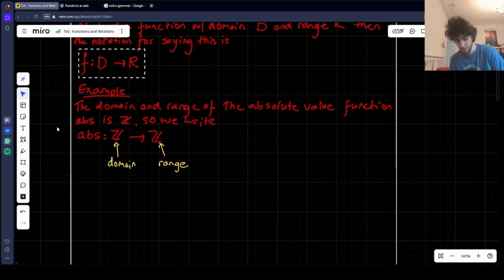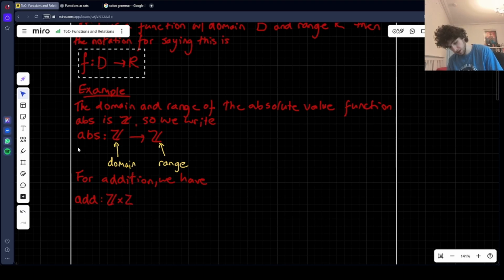But this is just me effectively showing how we write formally things like how we specifically display the domain and range of a function, in this case the absolute value function. What about for addition? Well, for addition, we can say that addition is a function whose domain is the Cartesian product of the integers, because you're going to be inputting an ordered pair. And then your output is going to be an integer.